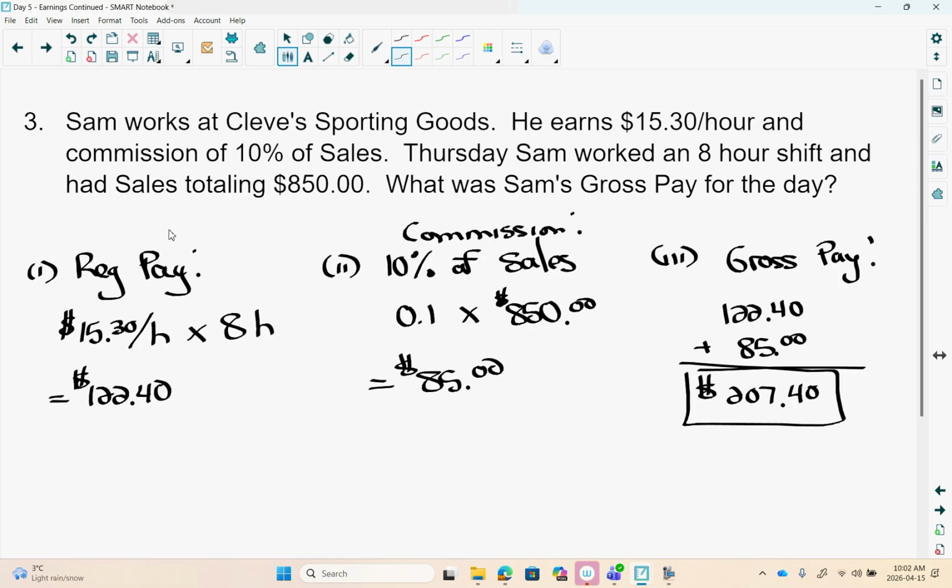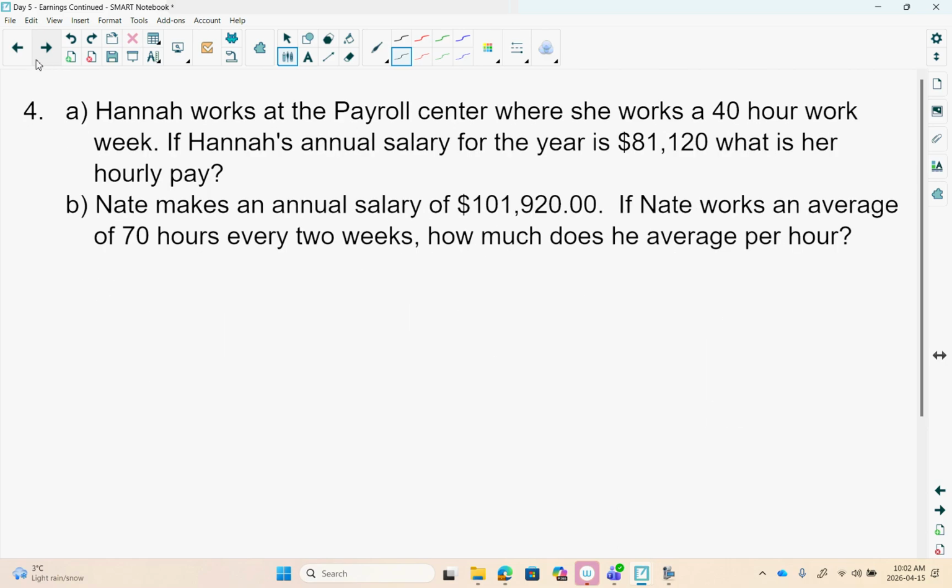Last question, and then you guys can use the rest of the period to work on the worksheet. See the pencils starting to drop. We'll move to question 4.